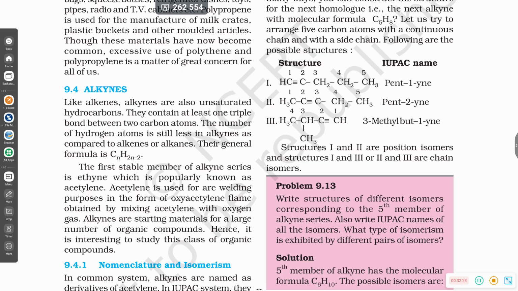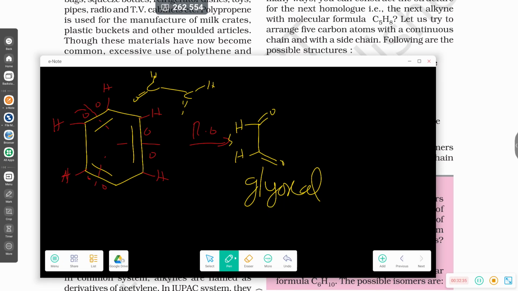Alkanes are the starting material for a large number of organic compounds, hence it is interesting to study this class of organic compounds. See here, I want to tell one point overall.